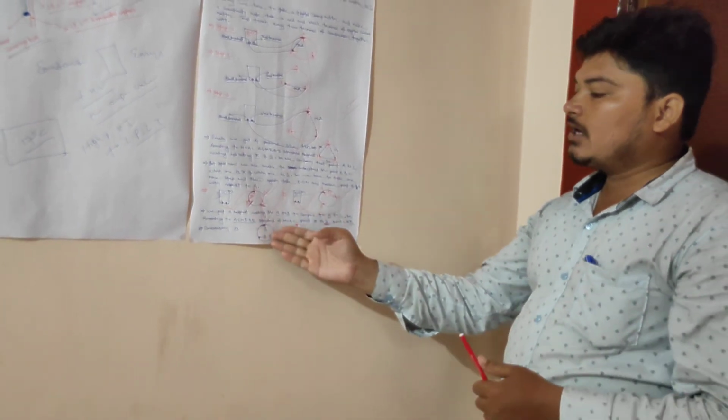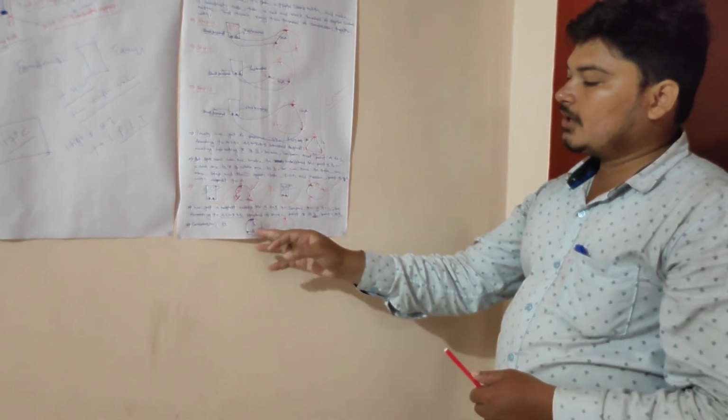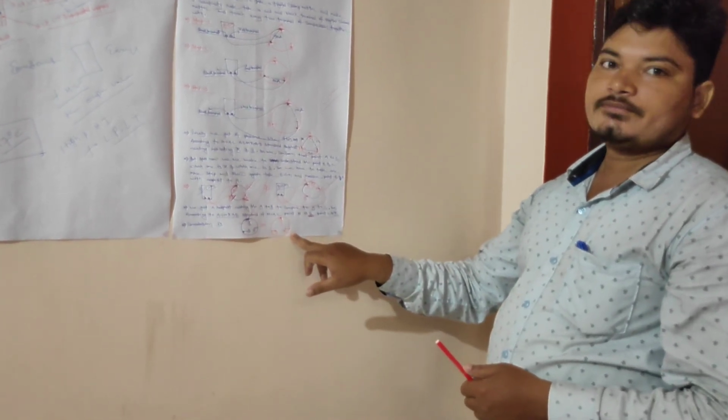So we can see that here, friends. A is the common, B is the starter, and C is the running.